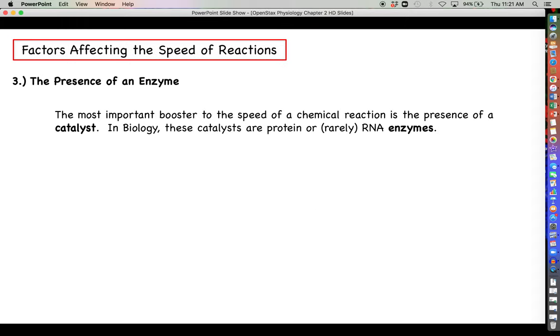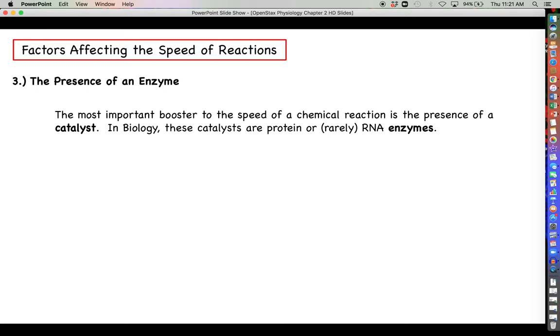And then finally, by far the most important booster to the speed of a chemical reaction in biological systems is the presence of a catalyst. So in biology, these catalysts are always going to be what we call enzymes.